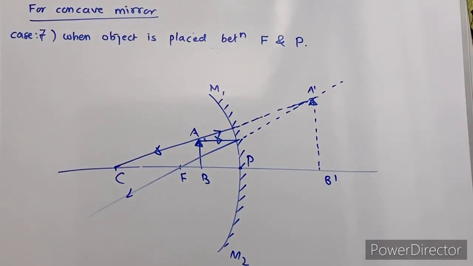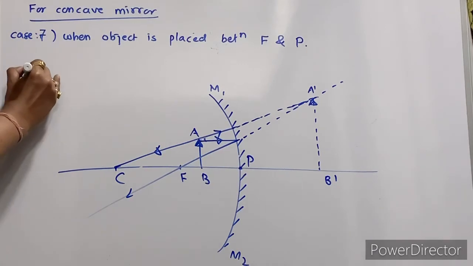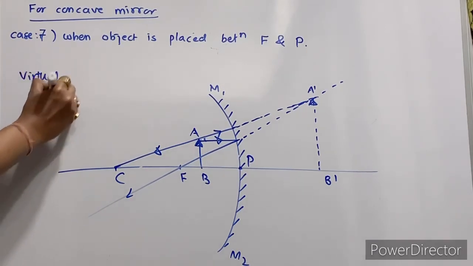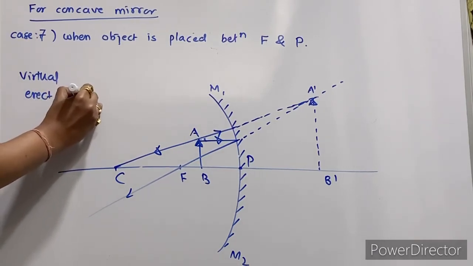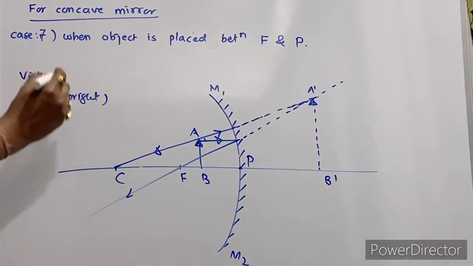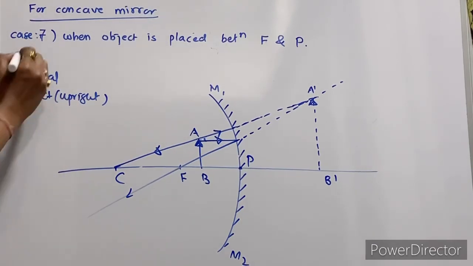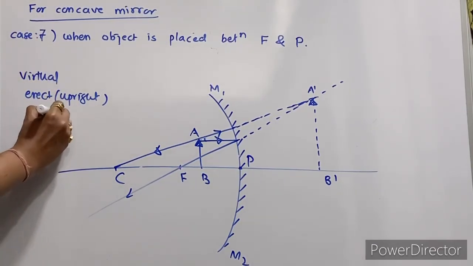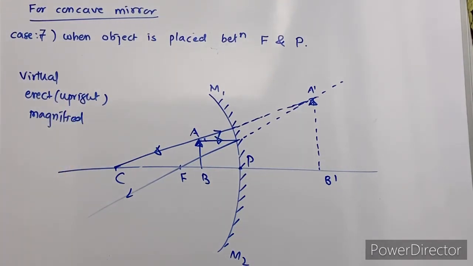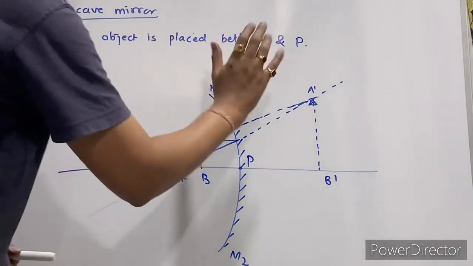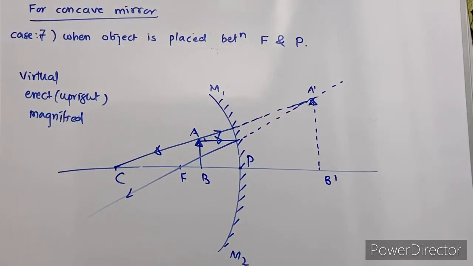So the characteristic of the image formed here will be virtual, erect or upright, and magnified. Virtual, erect and magnified. These diagrams are very important with these dotted lines. So just take care. This is the only case where virtual, erect and magnified images are obtained, right? In case of concave mirror.